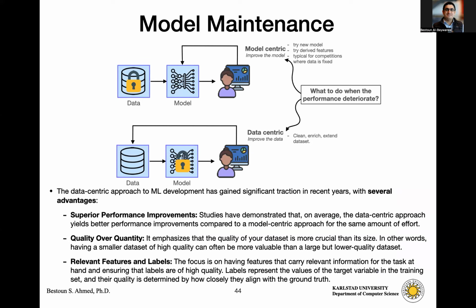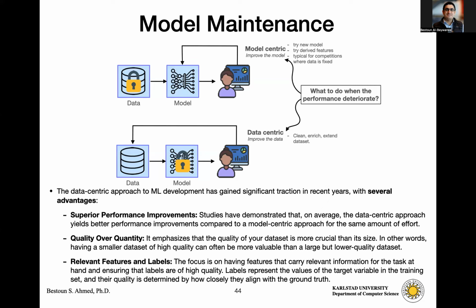Finally, when you have the model, you have to maintain the model. There are two approaches for maintaining the model. As we said before, we have model-centric and we have data-centric. The model-centric is a problem because you have to change a lot of things. However, new research says that the data-centric is very promising due to several advantages. For example, when you change the data, when you try to clean the data, you will get very high performance improvement. But also, you should focus on quality over quantity.